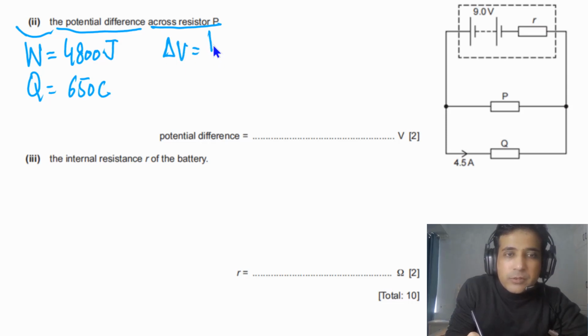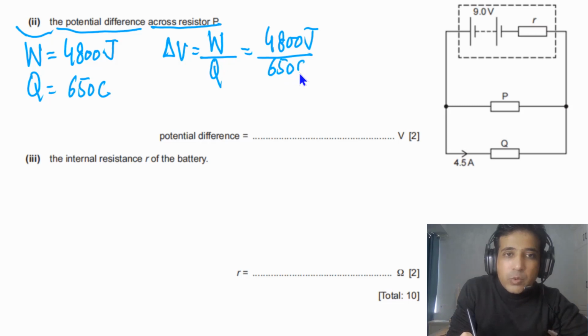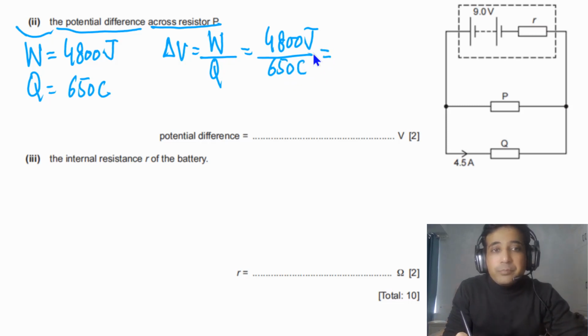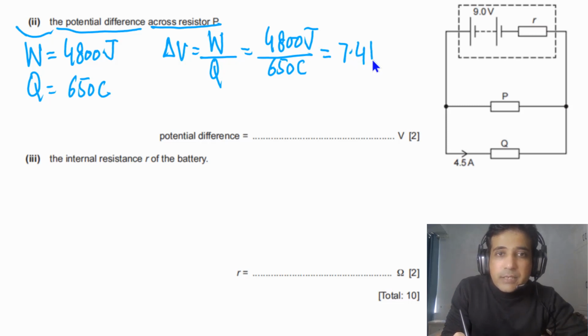So potential difference simply is equal to work done per unit charge. So in this case, we have total amount of work done divided by total charge passing through the resistor. So we will divide by Q. Here we have W, total energy dissipated, equal to 4800 joules, and Q is 650 coulombs. So the value of PD, potential difference, we can calculate. That will be equal to 7.4 volts up to 2SF. So this one is our final answer.